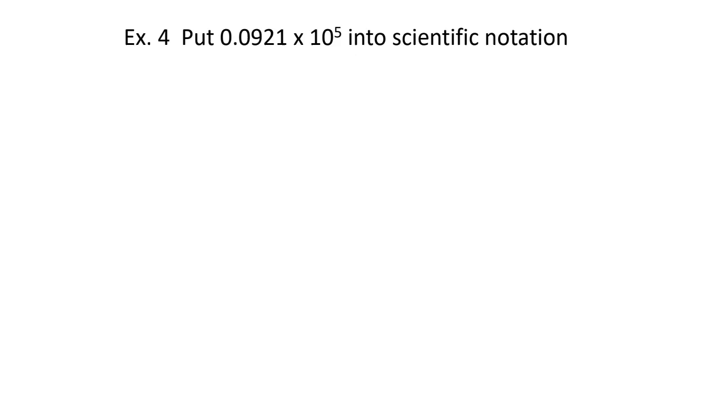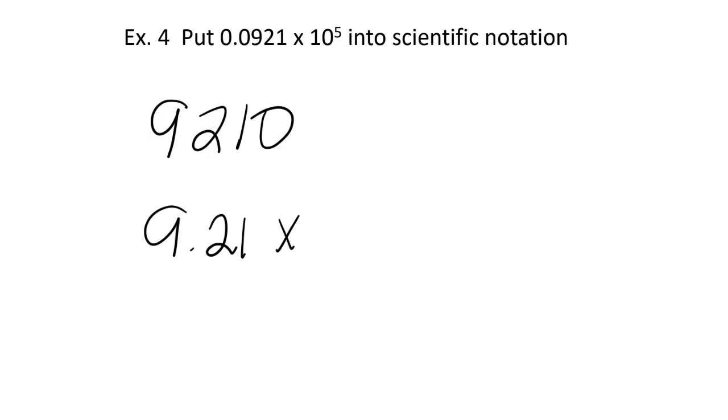Okay, and it's the same thing when the number is less than 1. You're going to put in 0.0921, okay, and you're going to hit EE5 and hit enter or equals or whatever your calculator does, and you get 9210. And then to put it into scientific notation, it's 9.21 times 10 to the 3. Okay? And that's pretty much it. It's really easy when you use the calculator.